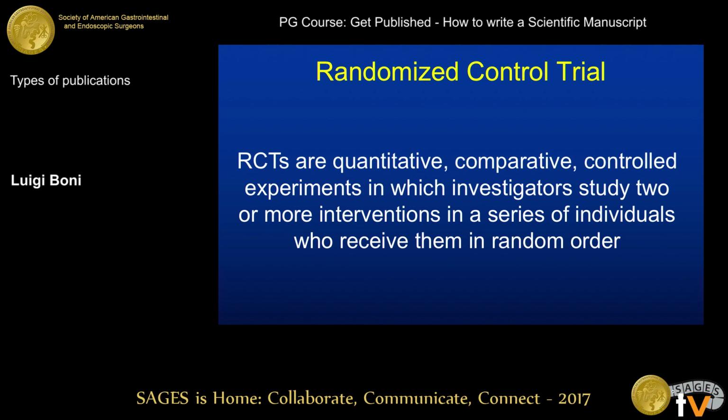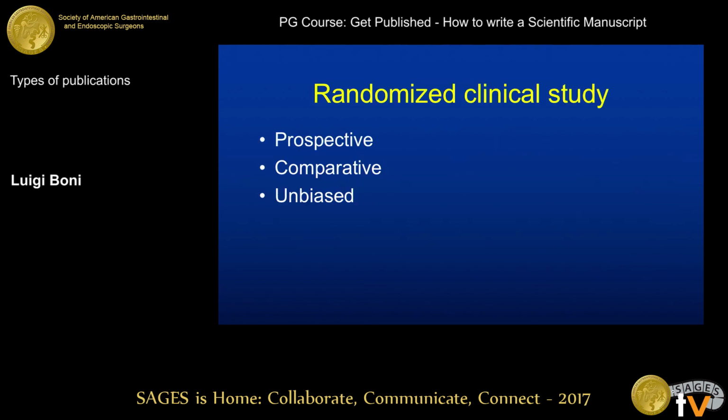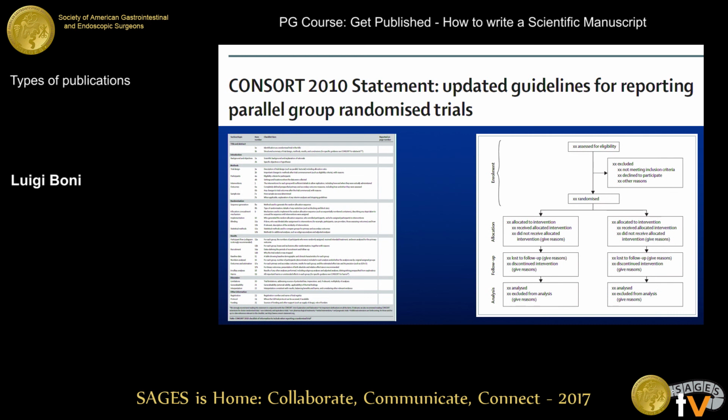And of course, these are the strongest evidence if the randomized controlled trial is well designed. They give you a quantitative and comparative analysis between two arms. They are a very high level of evidence, but they are definitely more expensive and take more time. They can be prospective, comparative, unbiased, but I will just leave it. I just go here once again.